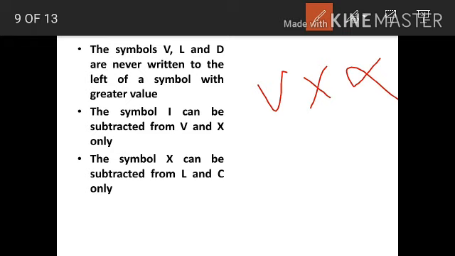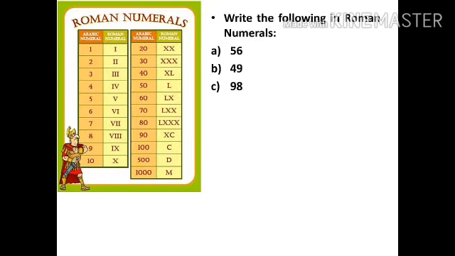Now, what about the next one? The symbol I can be subtracted from V and X only. That means 1 can be subtracted from 5 and 10 only. Next one is the symbol X can be subtracted from L and C. If you are writing X to the left of L, this will be 40.